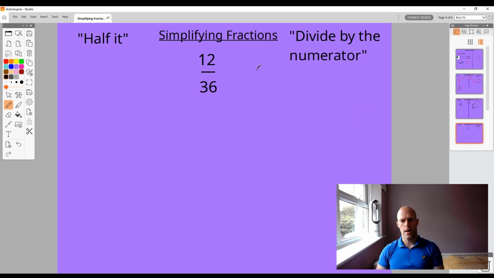Final example here, in simplifying fractions, halve it or divide by the numerator. We do the halve it approach. Half of 12 is 6. Half of 36 is 18.